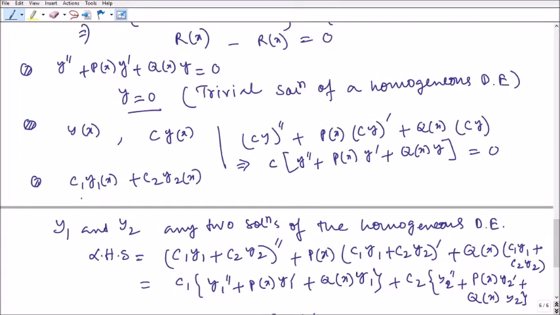So here this function is said to be a linear combination of y1 and y2. If y1 and y2 are any two solutions of this homogeneous differential equation, then their linear combination is also a solution of this homogeneous differential equation.